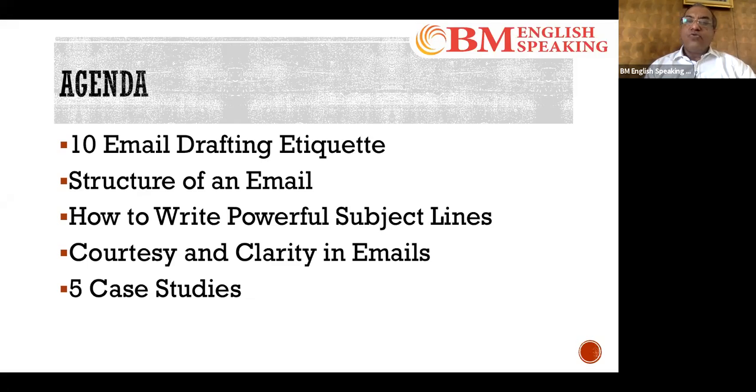we'll also learn how to show courtesy and how to be clear when we are writing an email. I'll be taking help of some 5 case studies to do that, and you'll be writing 2 emails, and you'll be sharing these emails here, and we'll analyze them together on how you are applying the learnings of this workshop today.